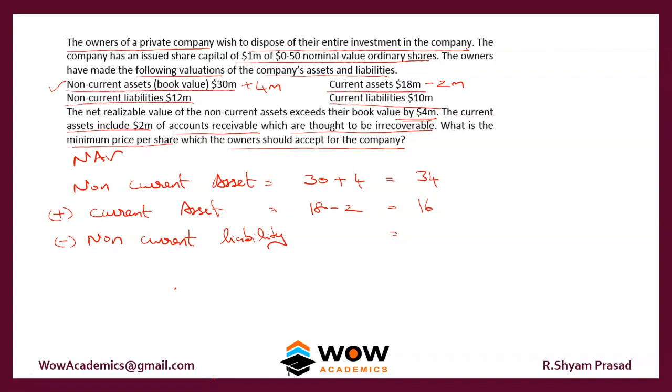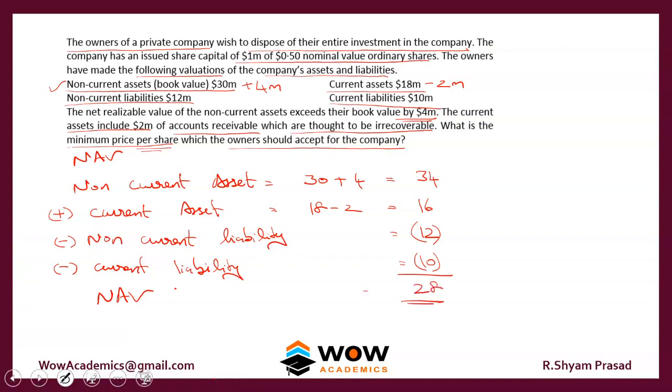So non-current liability comes to 12, that we will deduct. Also we'll deduct the current liability. So we'll get the answer. The total value comes to 28, but this NAV value is a total value. The question asks you for per share value. So what we have to do is find out the total number of shares.